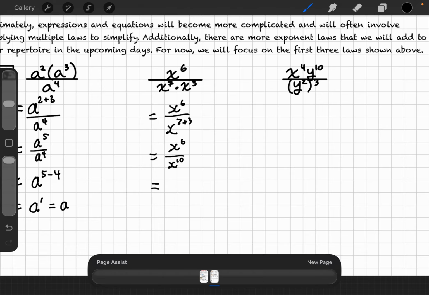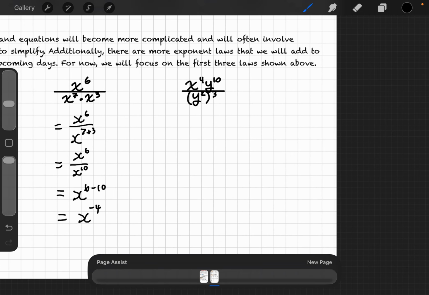Now we can apply the quotient law again. So here we have x to the power of 6 divided by x to the power of 10. In the quotient law, we just subtract the exponents, right? So in this case, this is x to the power of 6 minus 10. This is the same thing as x to the power of negative 4. We have a negative exponent. Now, here we have the last one. Pause the video and see if you can figure this out.